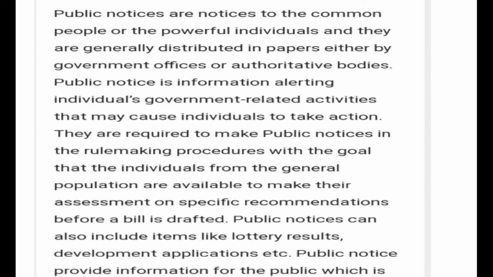So, from this discussion, we can say that public notices are notices for the common people or the powerful individuals. They are published in the newspapers to make the individuals alert about government related activities. Public notices can also include items like lottery results, as we commonly see in the newspapers, development applications, etc.